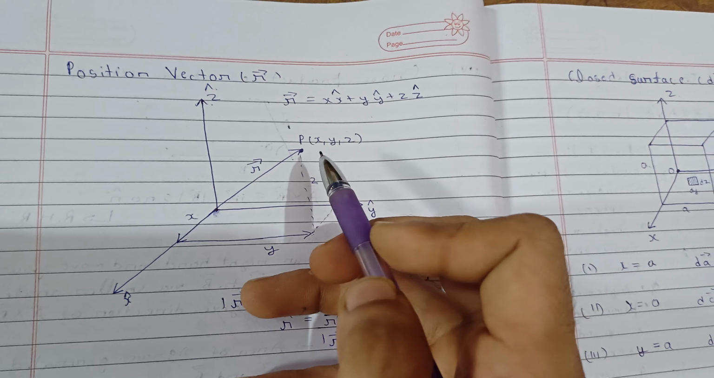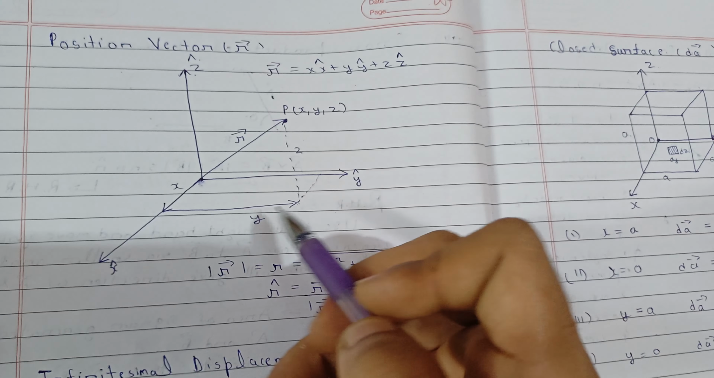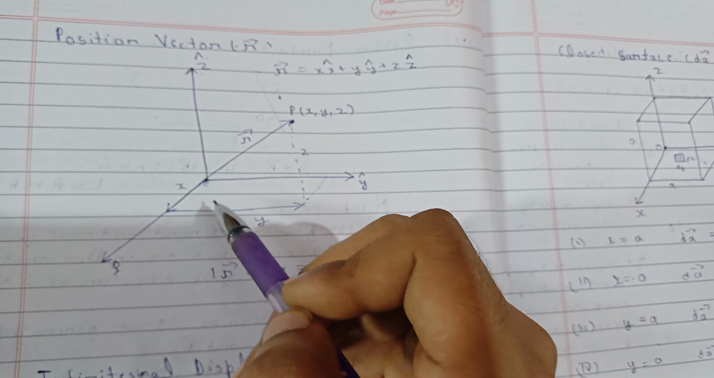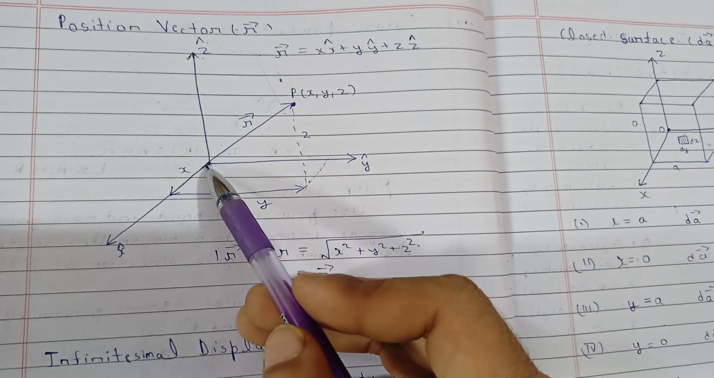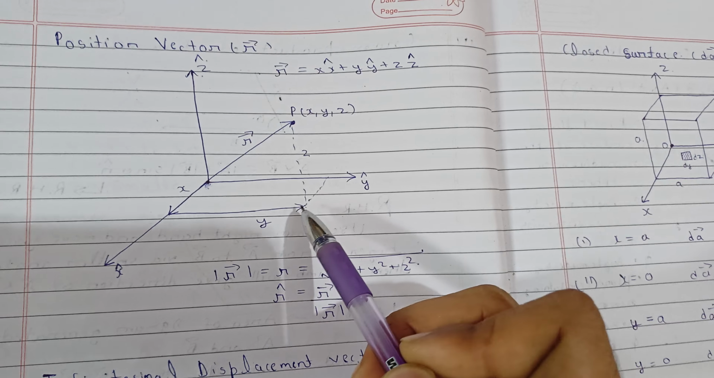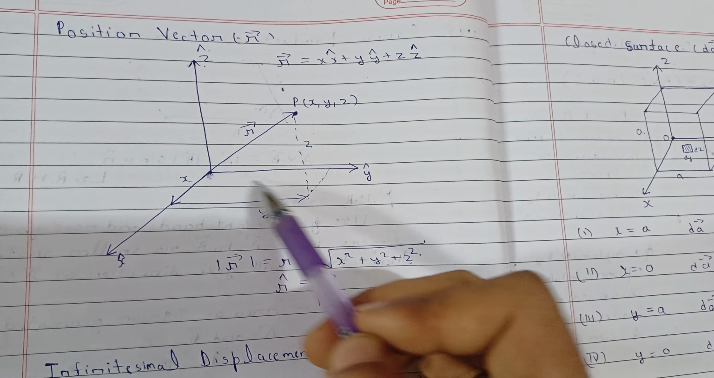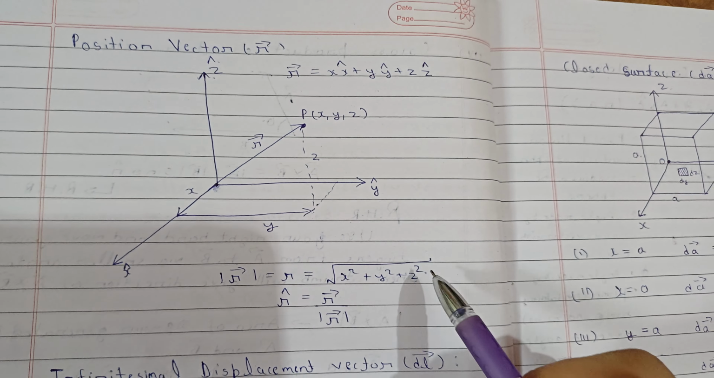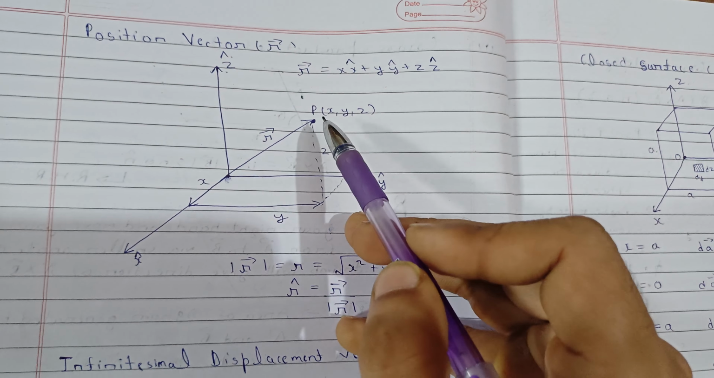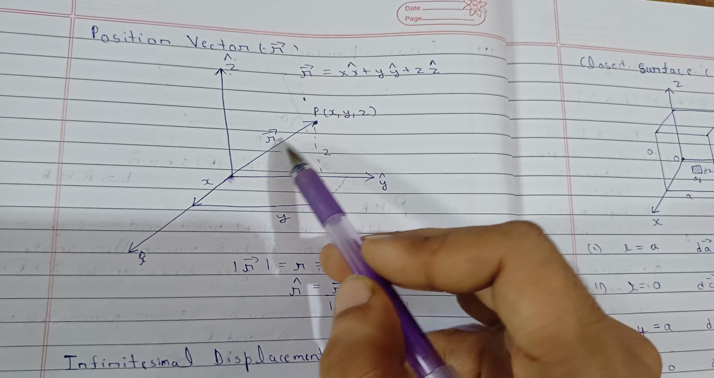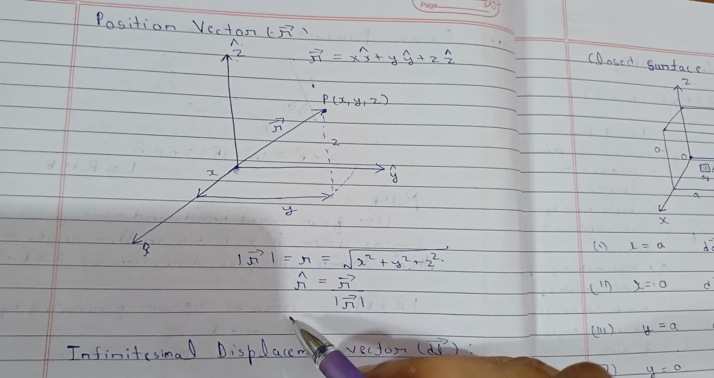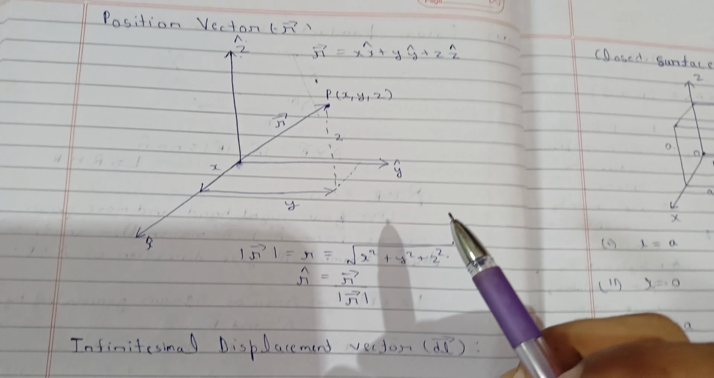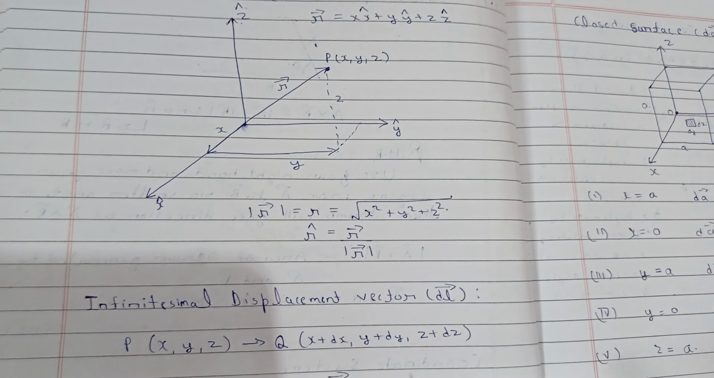Now if the coordinates are x, y, z, then this will be x, this will be y, and this will be z. The magnitude of this r will be the square root of x square plus y square plus z square, because this length will be x square plus y square, and then with z square, again it is a right angle triangle. So the magnitude of the r vector is the square root of x square plus y square plus z square. Now this direction is r cap. Then how do we find this unit vector direction? r cap is nothing but the r vector divided by its magnitude, so that will give you your unit vector. That is the direction of this vector.